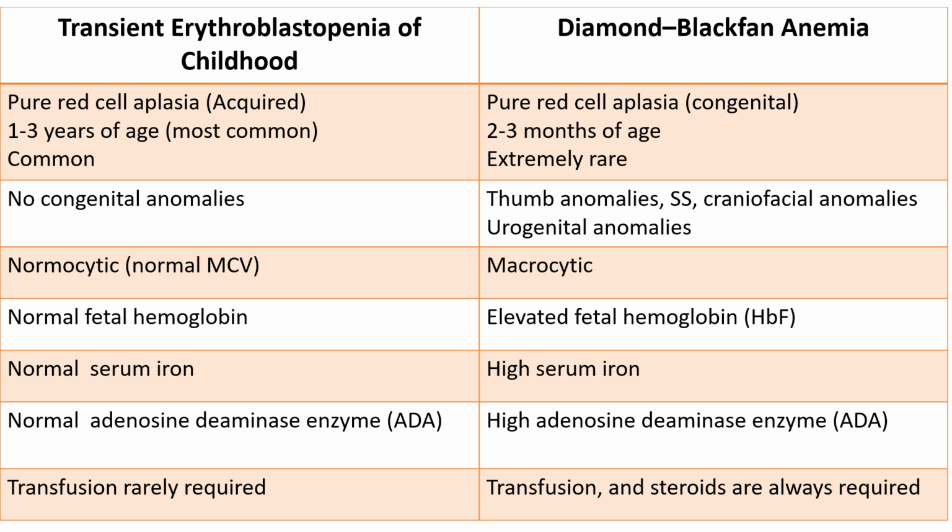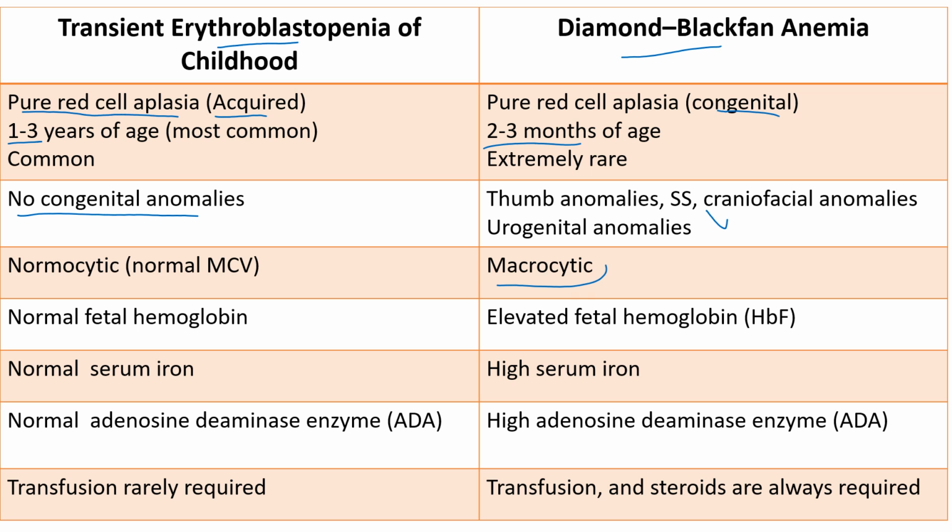Again, to emphasize the difference between transient erythroblastopenia of childhood and Diamond-Blackfan anemia. Both of them are associated with pure red cell aplasia. Here is acquired, here is congenital. The most common age is 1 to 3 years, versus 2 to 3 months in the case of Diamond-Blackfan anemia. No congenital anomalies, and here multiple congenital anomalies.